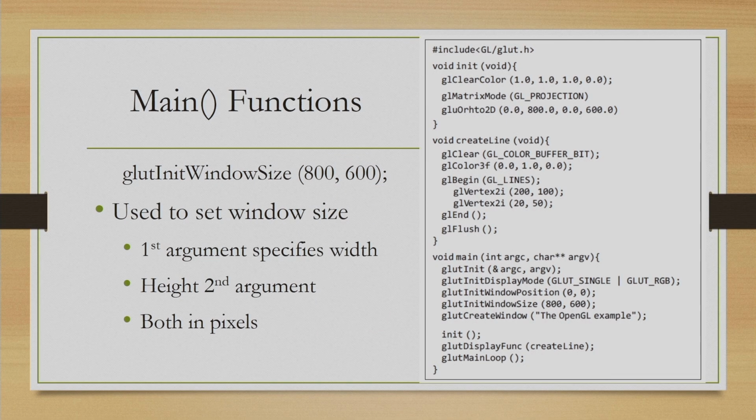Then in case of glutInitWindowSize where we are specifying the size, the first argument specifies width, that means 800. Second argument specifies height, that is 600, and both these values are in pixels. So, 800 pixels by 600 pixels. So, we have understood these four functions: init, display mode, window position and window size.